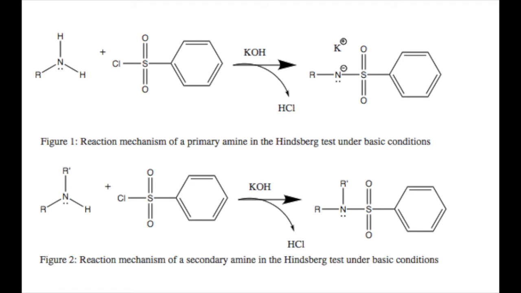The reaction shown in figure 2 for the secondary amines is almost the same, but the product of the amine and the benzene sulfonyl chloride is a neutral molecule, so it is insoluble in solution. In this case, it does not need the acid to protonate the molecule to form a solid in aqueous solutions, like the primary amines did.